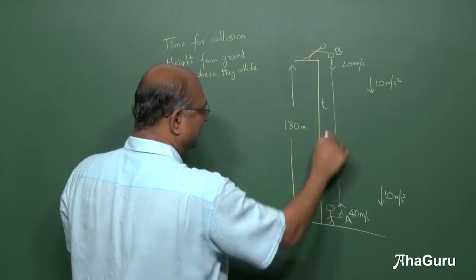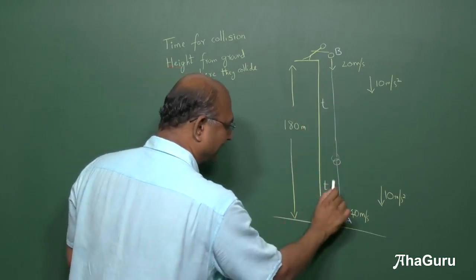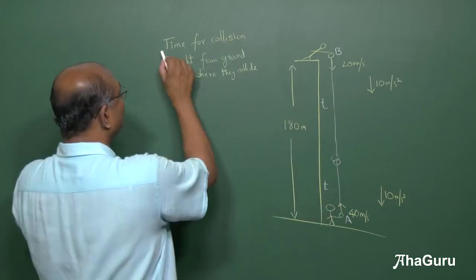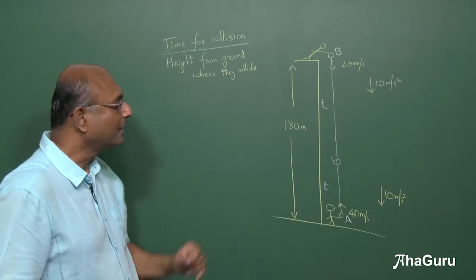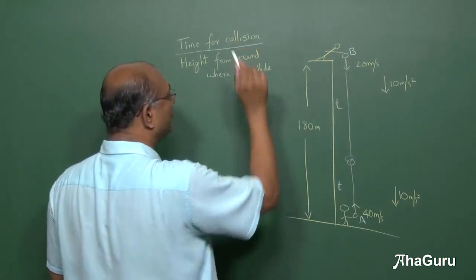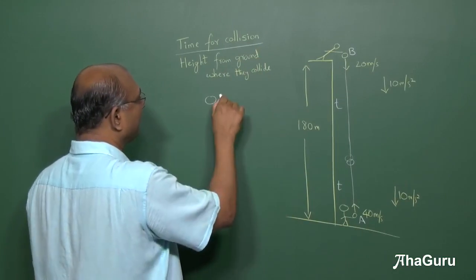We want to know how long it takes to collide. This will be t seconds and this part will also be t seconds. We also want to know the height from the ground. So let us first focus on the time for collision. A very simple way to solve the problem is to do this relative to B. So I am going to draw B here.